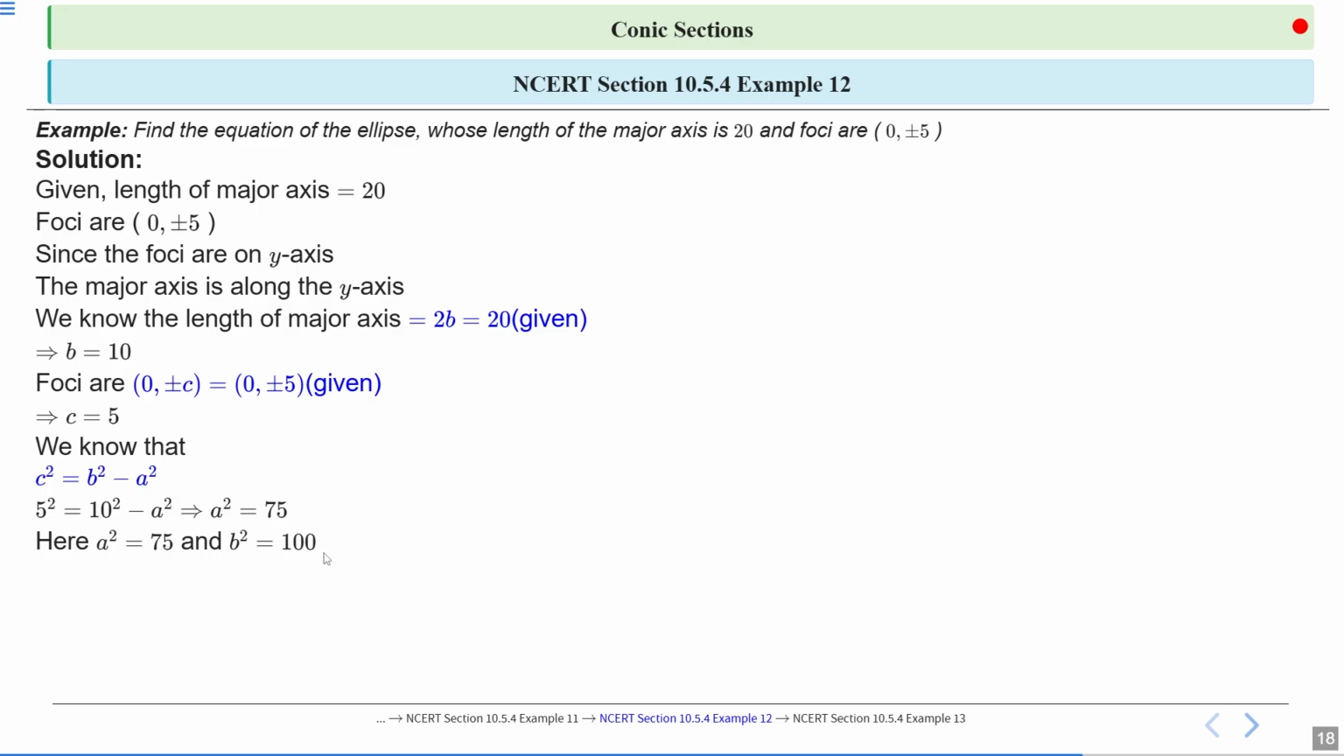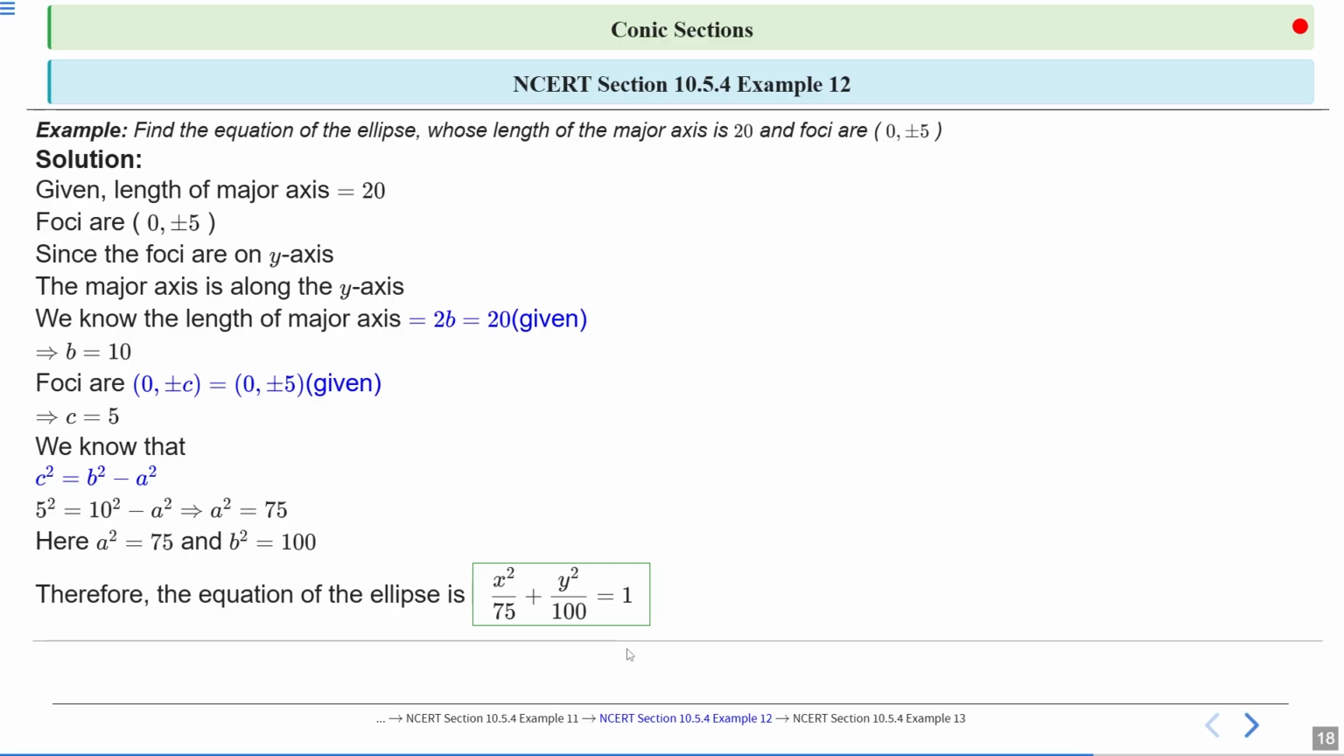Okay, so now you can easily find the equation of the ellipse by substituting a square is 75 and b square is 100 into the standard form of the ellipse, x square upon a square plus y square upon b square equal to 1. So therefore the equation of the ellipse is x square upon 75 plus y square upon 100 equal to 1. Okay, so this is the required equation of the ellipse whose length of the major axis is 20 and foci are 0 comma plus minus 5. Okay, clear? I hope it is clear.